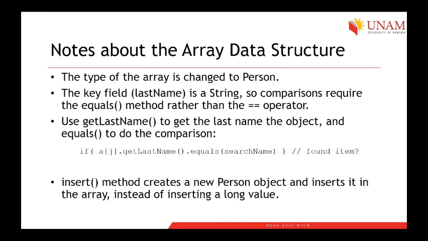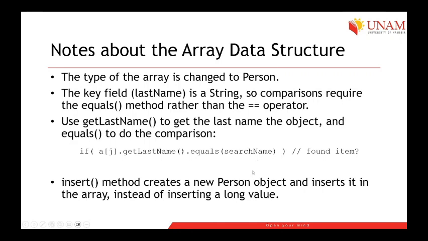So what you need to then take note of is that the type of the array in this case was changed to an object, which is person, and the key field that we used in this case was a string, which is last name. So we cannot compare the last name using the double equals operator. We had to use the equals method. So as we have indicated here, a at position j dot get last name dot equals to and the search name.